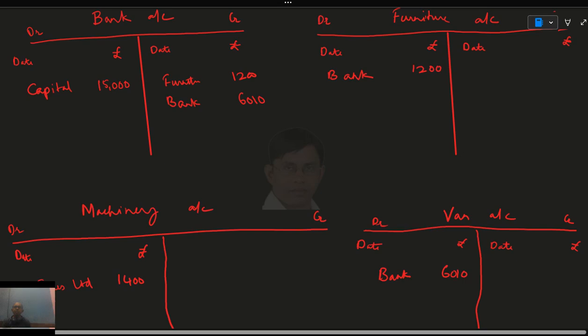Which asset is decreasing? Bank account. Bank is also an asset, so the bank balance is decreasing. That is why it is credited. When we write bank account credited, it means the bank balance is coming down by 6010 and van is increasing by 6010, because van is an asset. Asset always shows a debit balance, so an asset should be debited. That is why we are debiting the van account.